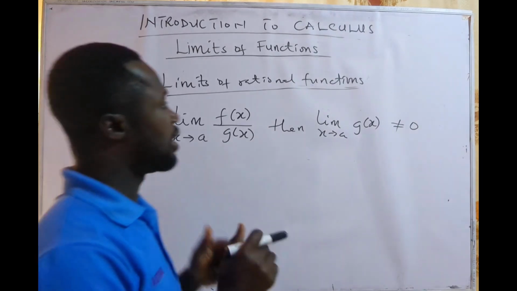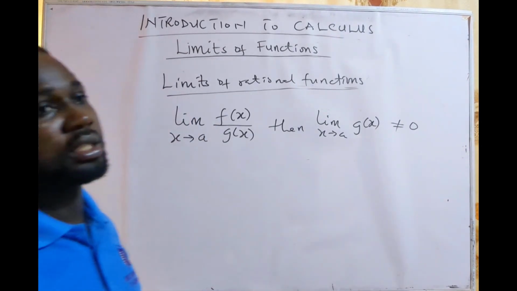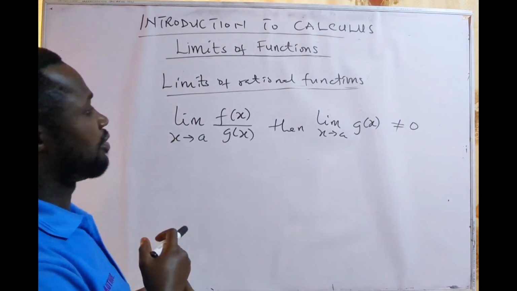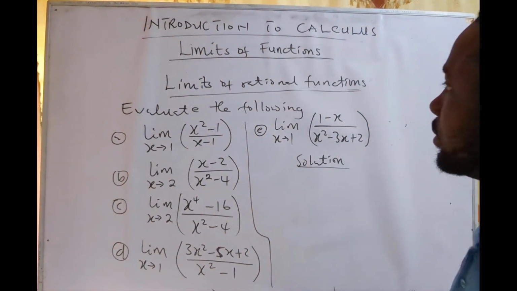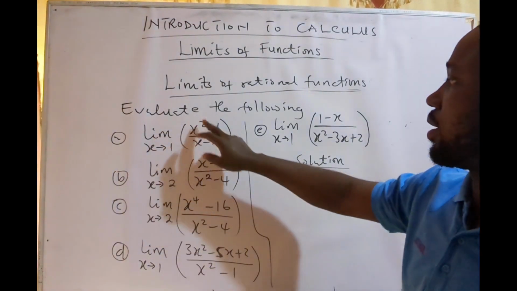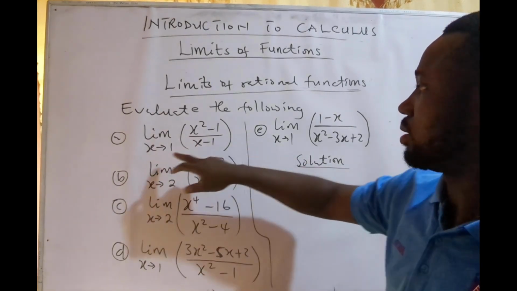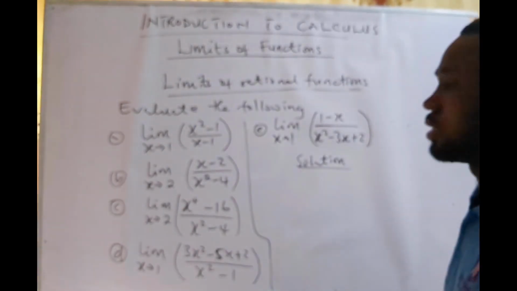We are going to give examples under this, where we have two functions, one as the numerator and one as the denominator, and then we find the limit of the function. So let's look at the examples. Evaluate the following. A: the limit of x squared minus 1, all divided by x minus 1, as x approaches 1. We are taking them one by one, so let's start with A.